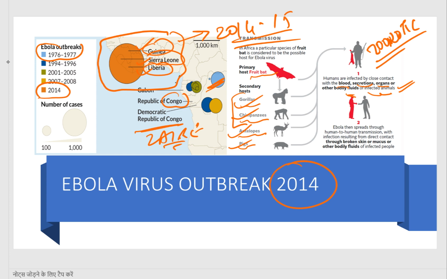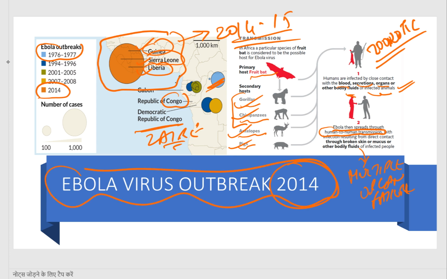And then Ebola spreads through human to human transmission. So the transmission is almost similar to various other viruses which have wreaked havoc, including the novel version of coronavirus, which has created havoc across the world in 2020. But Ebola is very fatal. Ebola is one of the most fatal diseases, and the person dies of multiple organ failure. It spreads very fast. So Ebola virus outbreak of 2014 is very important for prelims portion.